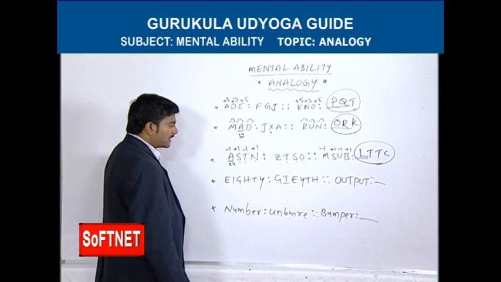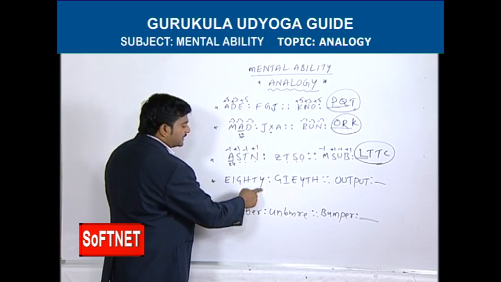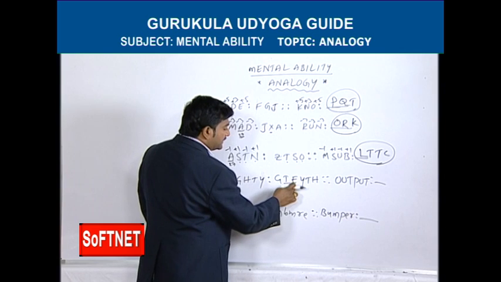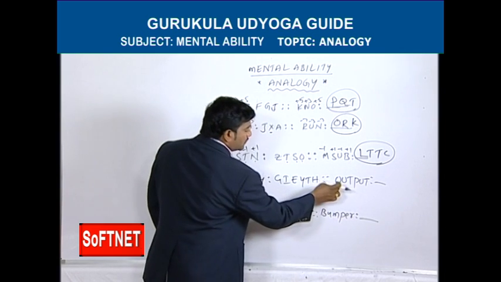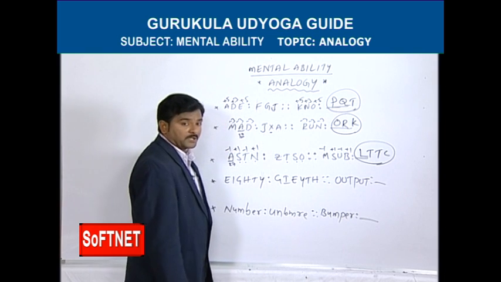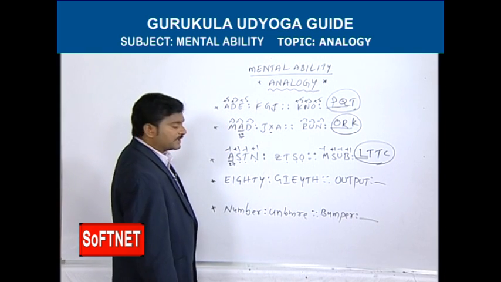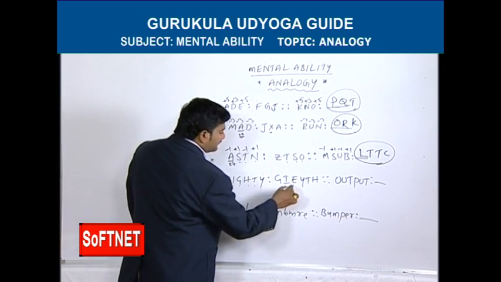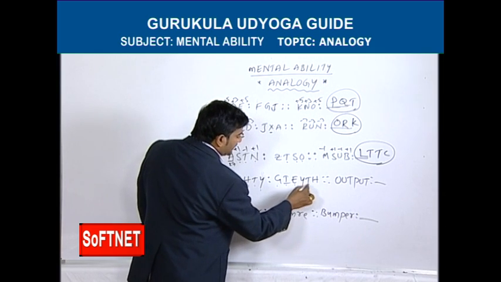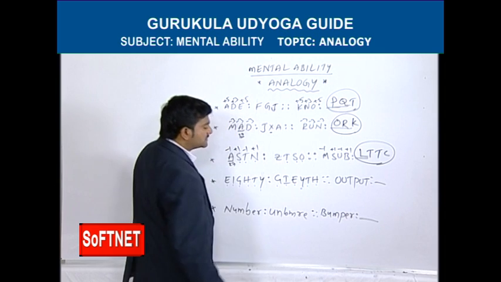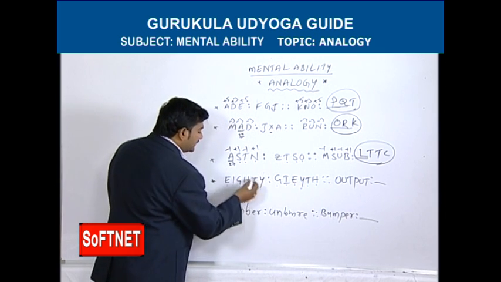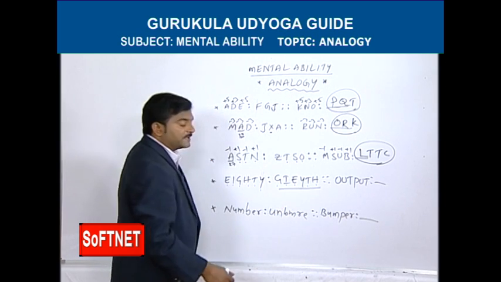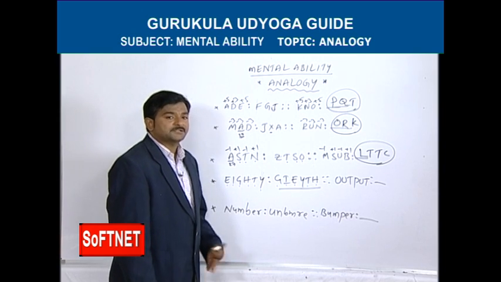See, observe here. The next example is EIGHTY, 80. EIGHTY is written as GIEYTH. Then what about OUTPUT? This one thing is very clear. What does it mean? EIGHTY, 80 is having 6 letters. The same letters are appearing here also, but they are written in a different order. What does it mean?